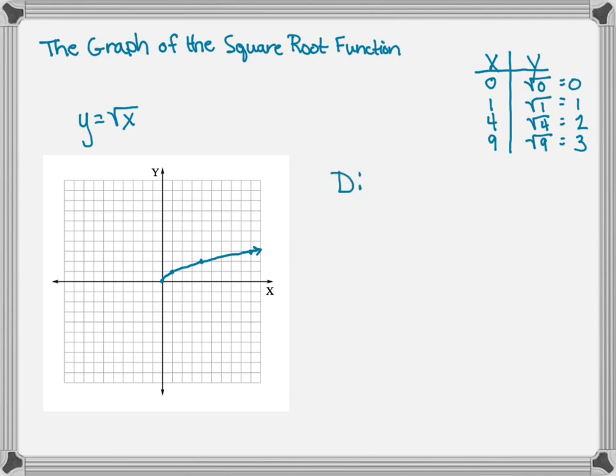So the domain, which I'll abbreviate as D, goes from 0 to infinity, including 0. That's interval notation. As an inequality, we could write x is greater than or equal to 0. Or in set notation, the set of all x's such that x is greater than or equal to 0.